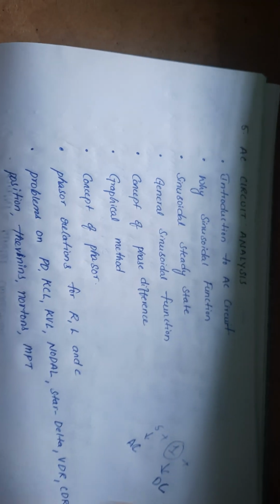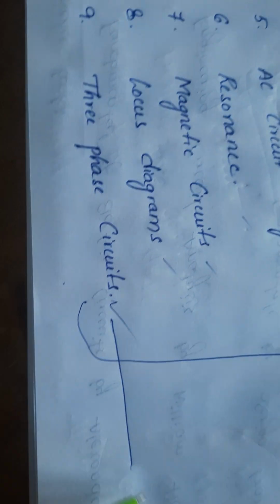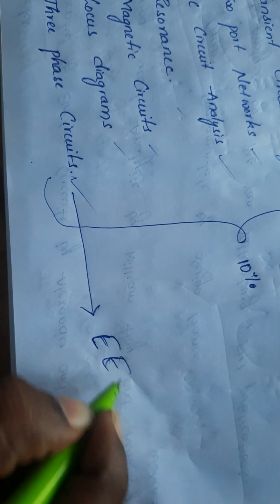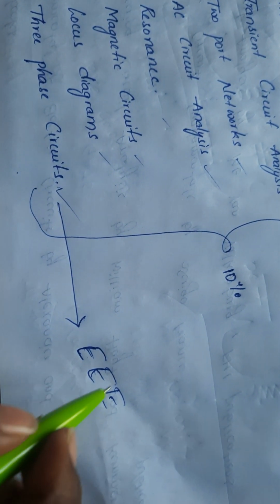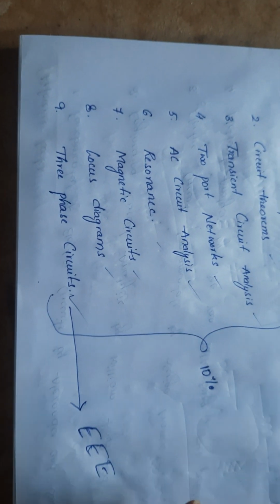Okay, and the last chapters are locus diagram and three-phase circuit. Here these three-phase circuits is only for triple E students. Okay, triple E for electrical students, not for ECE.